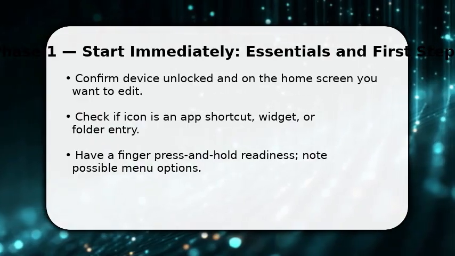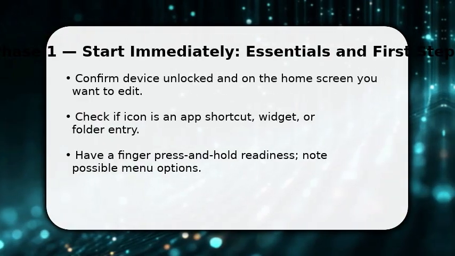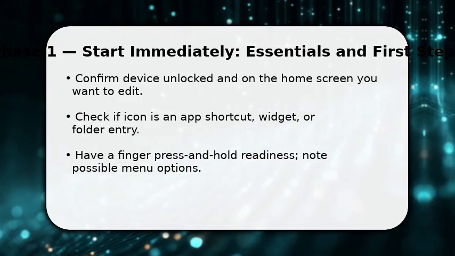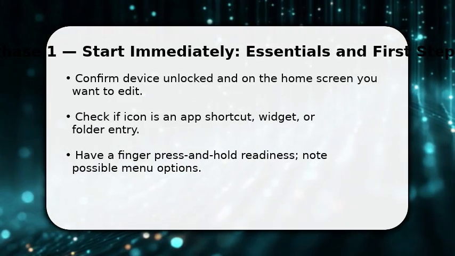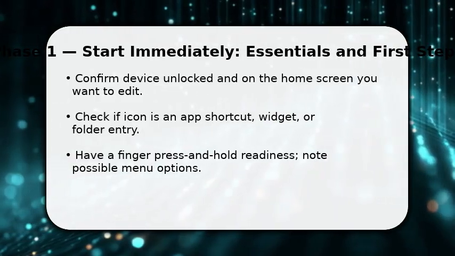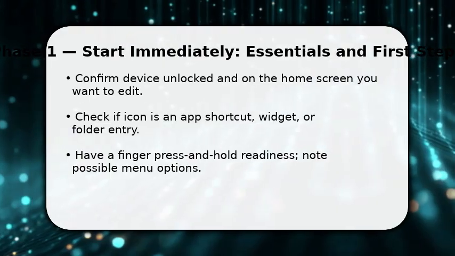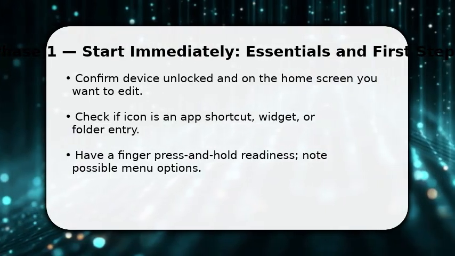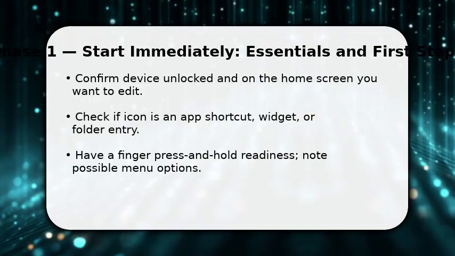You start by going straight to the home screen where the icon sits. Press and hold the icon firmly until the interface changes. This reveals drag handles, a remove area, or a context menu. If a menu appears, choose the option that mentions remove or uninstall, because that distinguishes shortcuts from full apps. Once done, the icon will become movable.